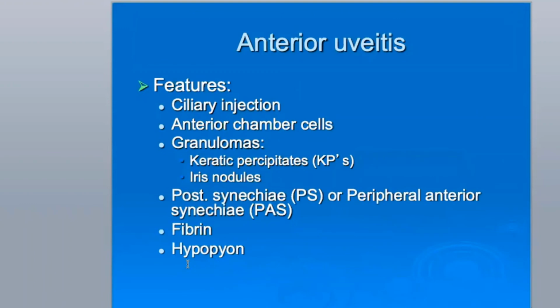Okay, how do they present? Remember those terms. These are all the terms: ciliary injection, we'll come to the photo later. We have anterior chamber cells, we have granulomas, we have synechiae. Look at the synechiae, fibrin, and hypopyon. Don't worry about all these terms. We go to the pictures.